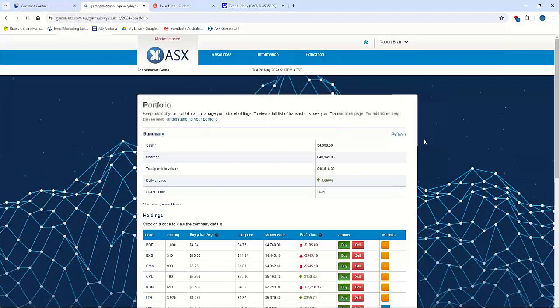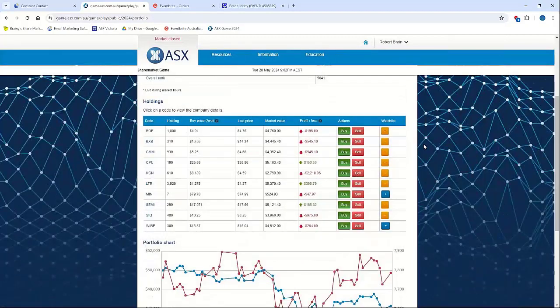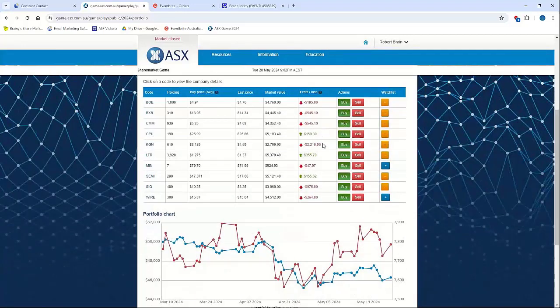You'd have taken a bit of a hammering today because Boss Energy took a big dive. Yeah. So that's on value, your portfolio, 45,000. Boss Energy down 195. Not as much as Kogan, down 2,000.